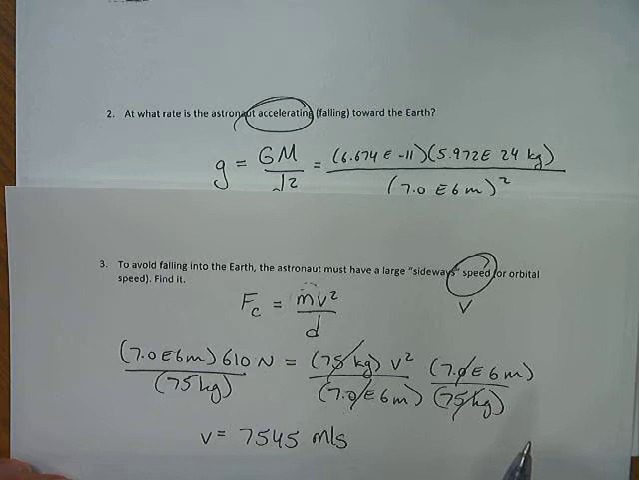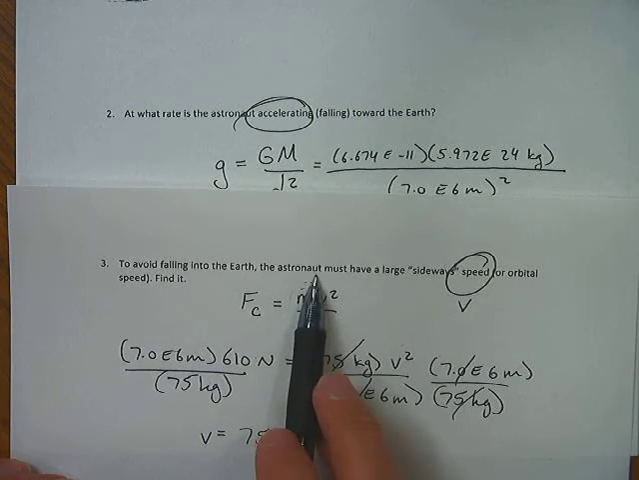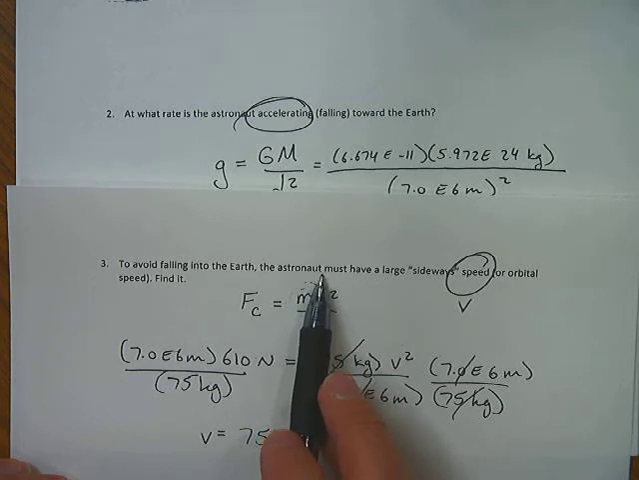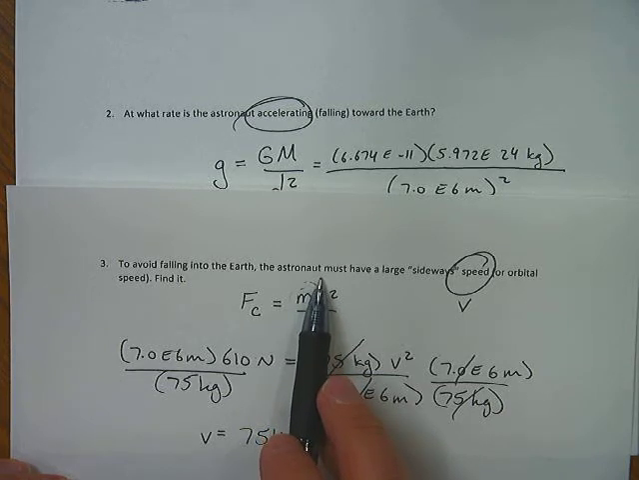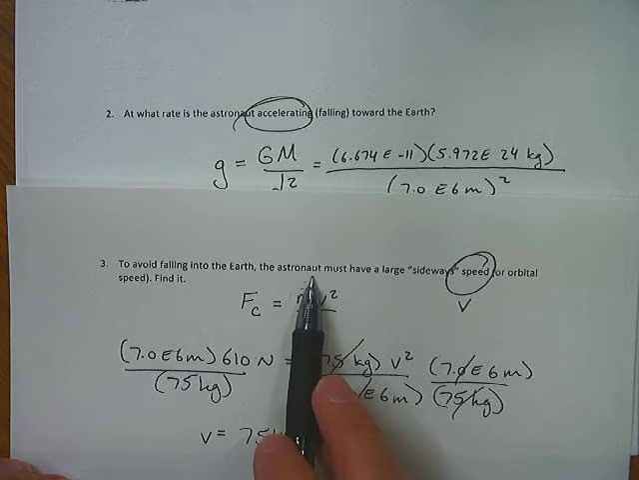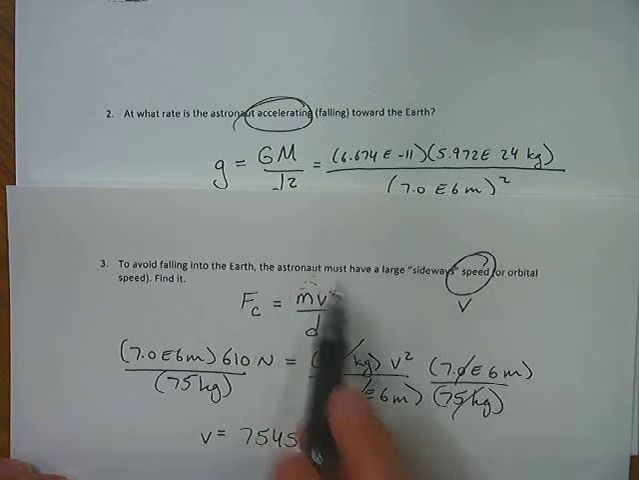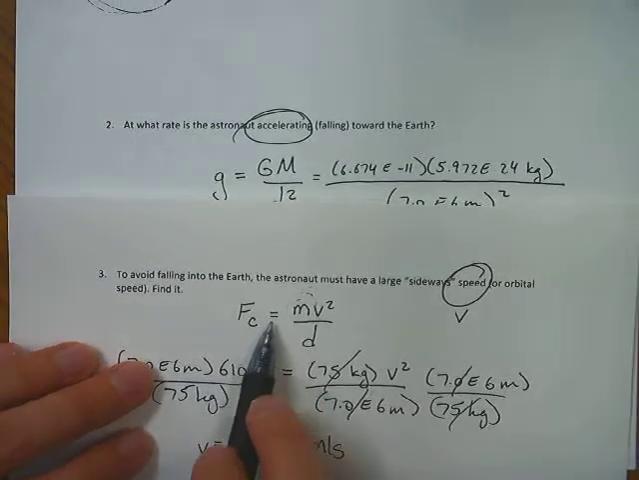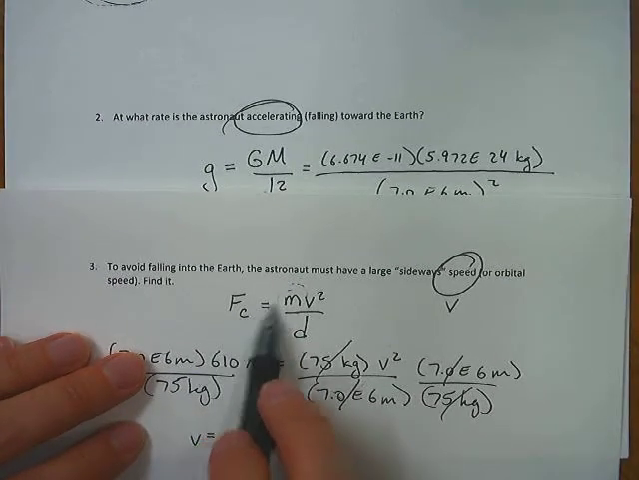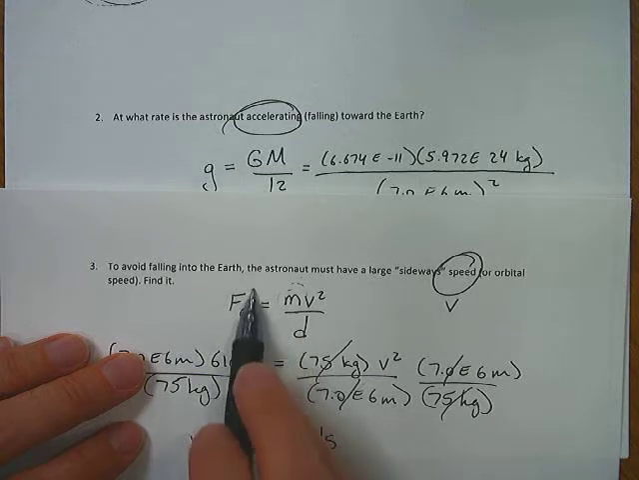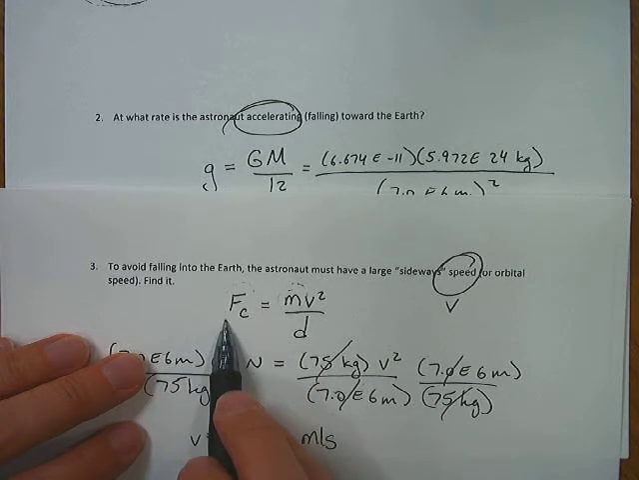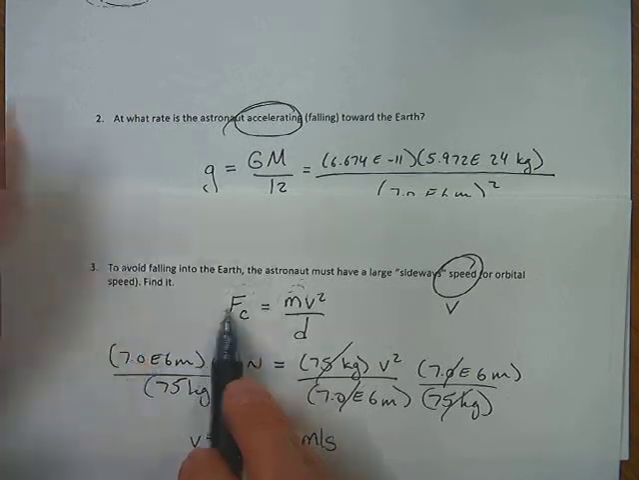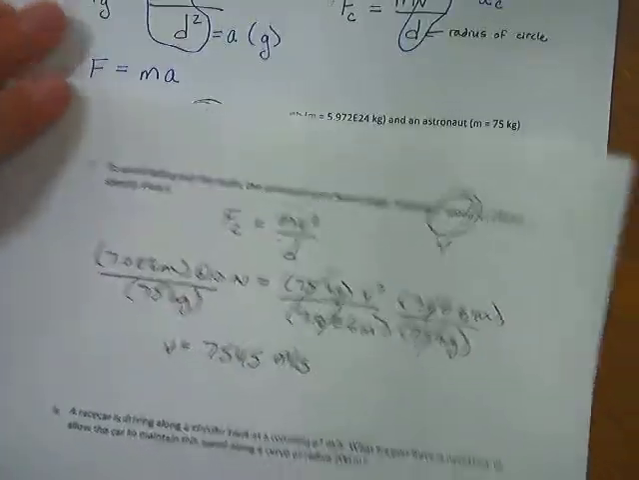Now, what if you had not already found the 610? Here's what you would do. This is what you can do for any satellite. Satellite is anything orbiting another object, typically a planet or a star. An astronaut is a satellite. The Hubble Space Telescope is a satellite. The moon is a satellite about the Earth. The Earth itself is a satellite about the sun.